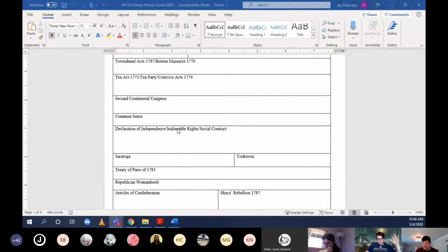All right, let's get to Republican womanhood. That's a few things down. And Republican womanhood, we'll do that one first, and then we'll get to your question. So Republican womanhood, just one second. Sorry, I'm having a little issue here. Good, we got a lot of people. All right, so Republican womanhood.